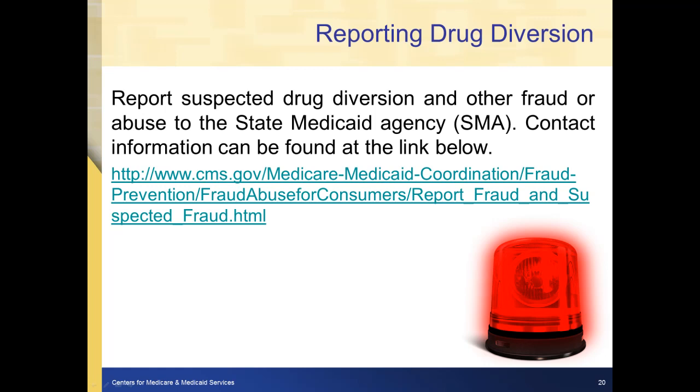If you do not have contact information for your SMA on hand, visit the Centers for Medicare and Medicaid Services, the CMS website, to find the link for current state-by-state fraud and abuse reporting contacts list. This link provides telephone numbers and website addresses for reporting suspected fraud and abuse to SMAs and Medicaid Fraud Control Units, or MFCUs.